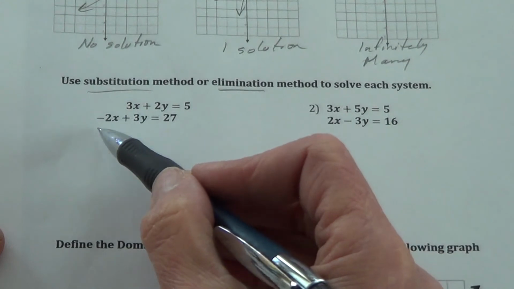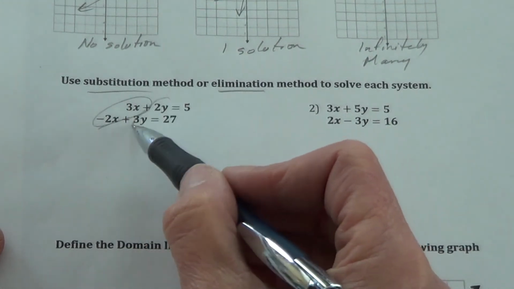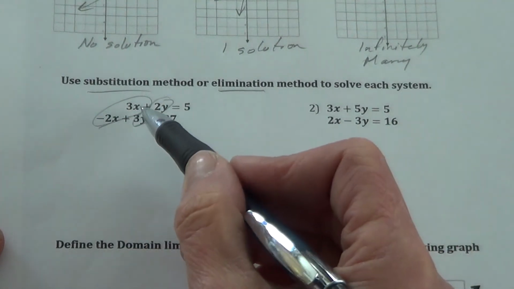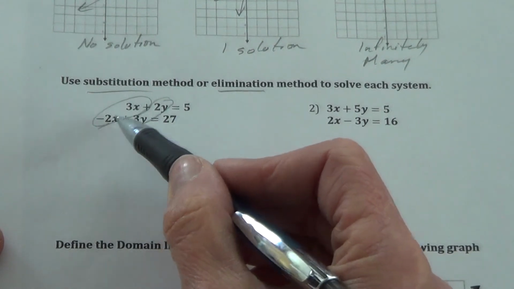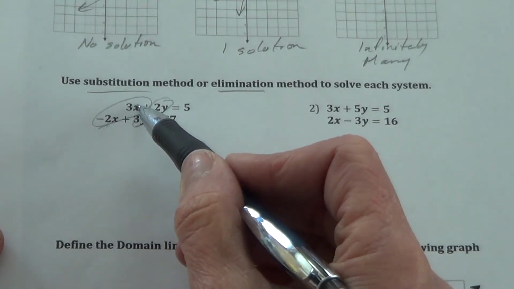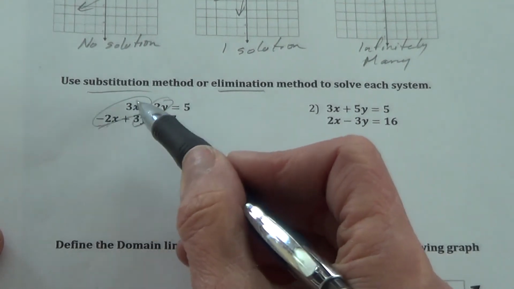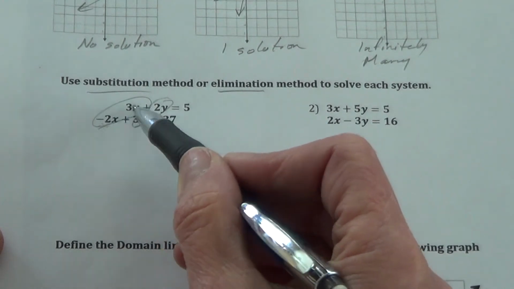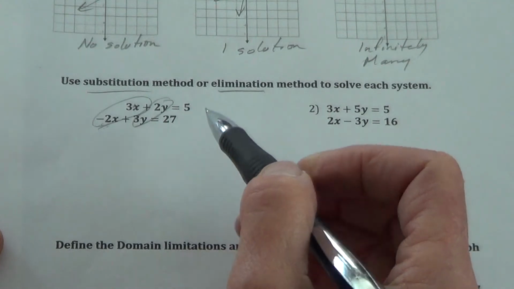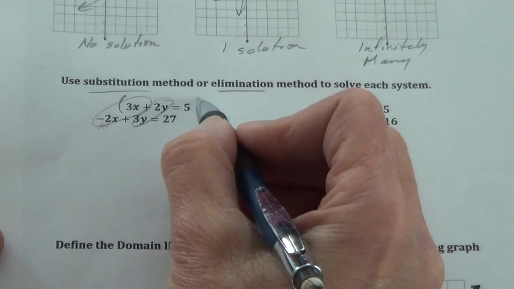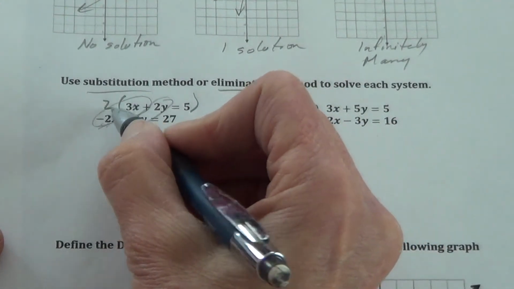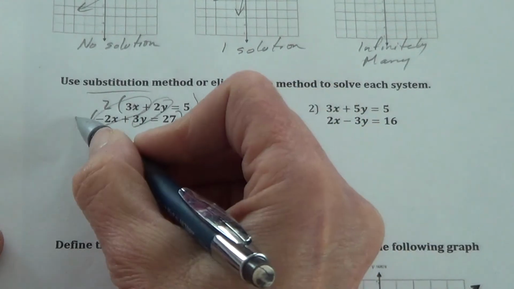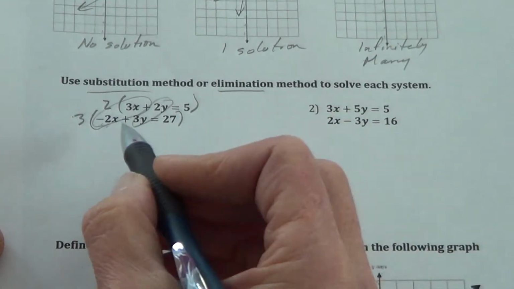But here I'm looking to cancel either my x's or my y's. And I see that in order to get these opposite, I'm going to have to multiply them both. My lowest number is 6. These two are opposites, so it would be fairly easy. I would multiply this entire equation by 2, this entire equation by 3. So let's just do that.